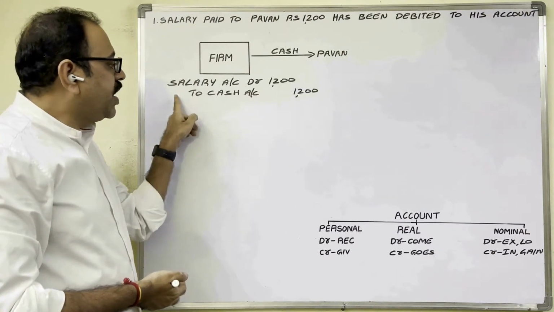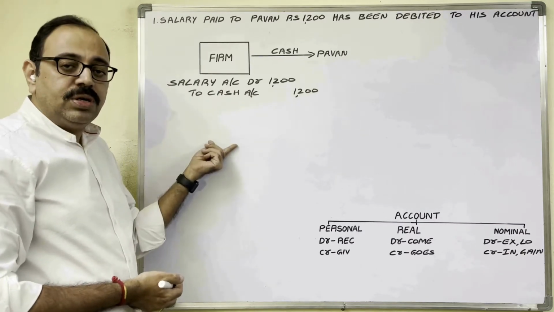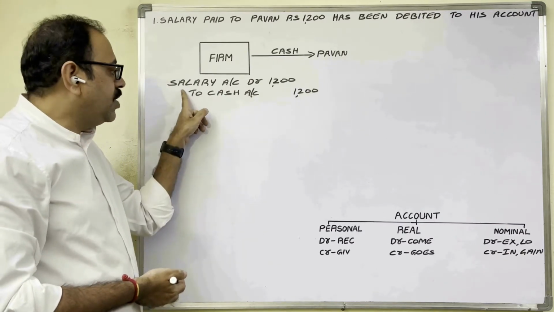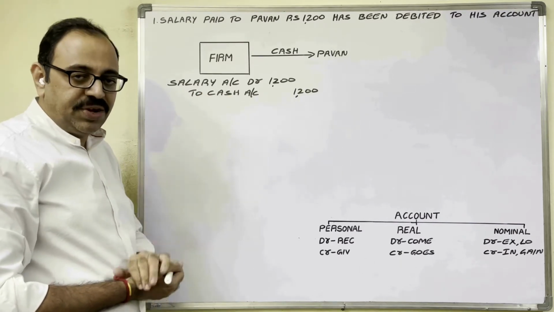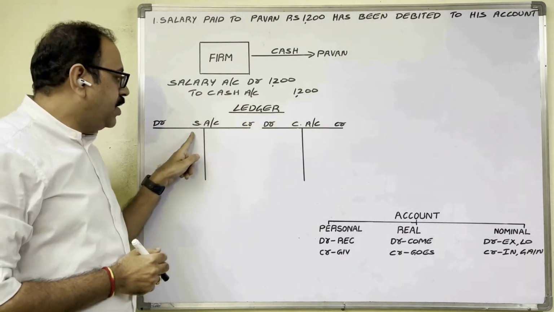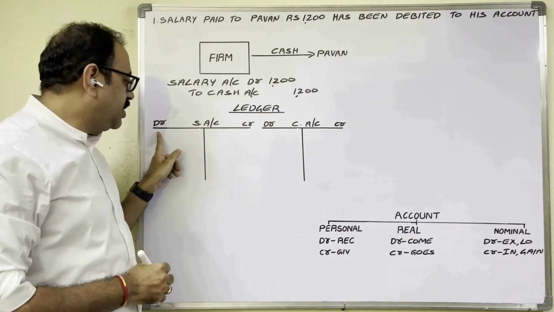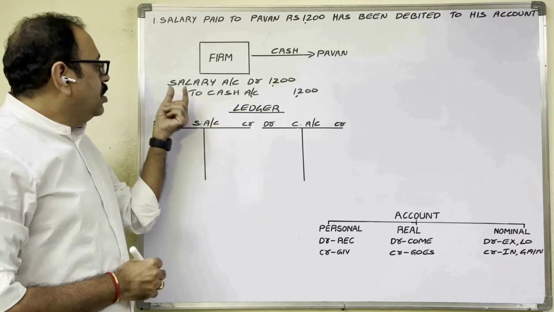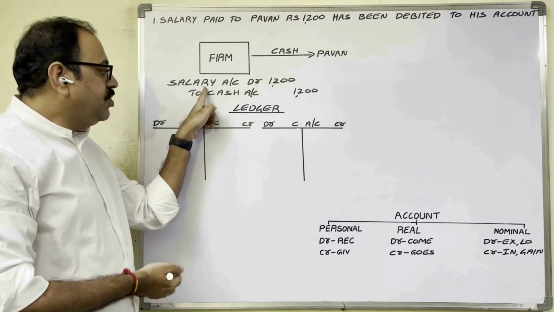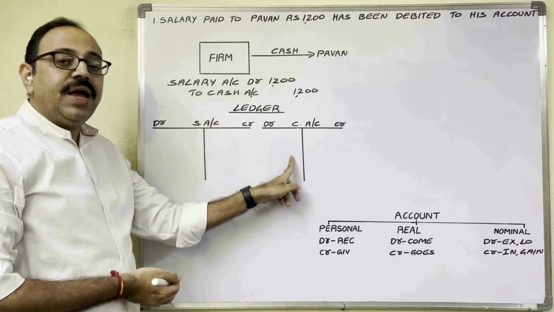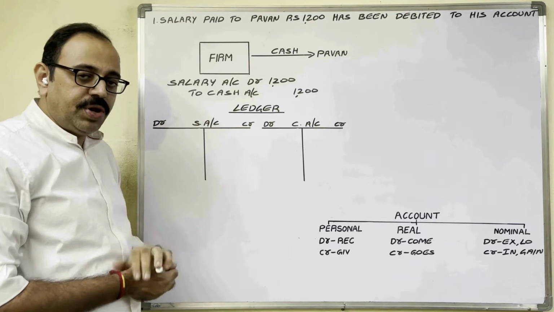In the journal book, we write this entry, and this entry is to be posted in the ledger book. In the ledger, we open salary account and cash account. In these two accounts, we should post this entry. An account contains two sides, debit side and credit side. The entry is salary account debit to cash account. This entry we should post in salary account and in cash account, because in the journal entry, both salary account and cash account were written.